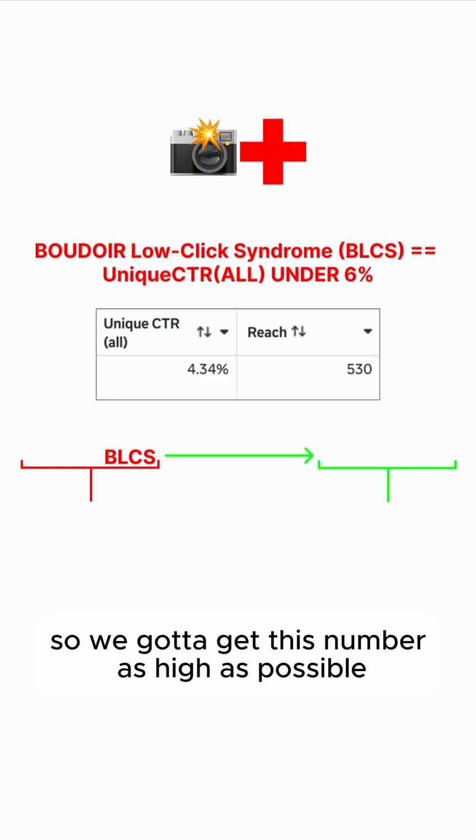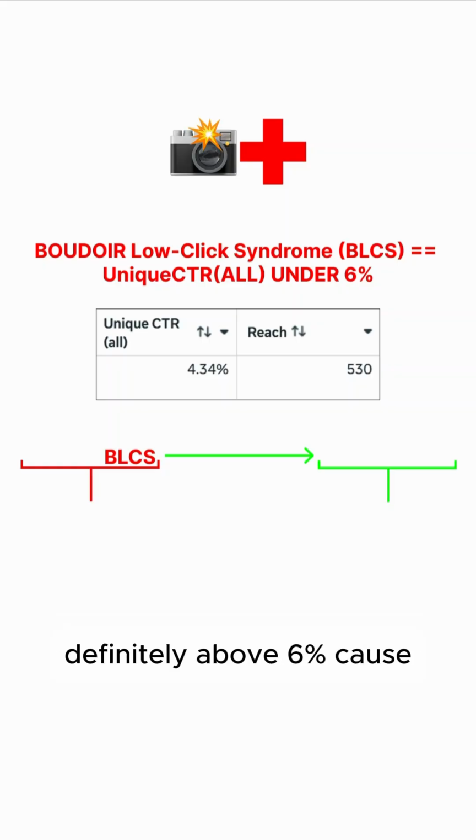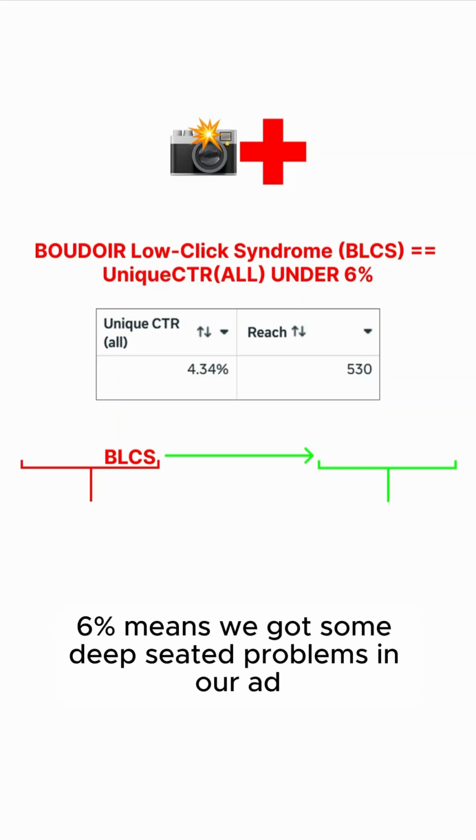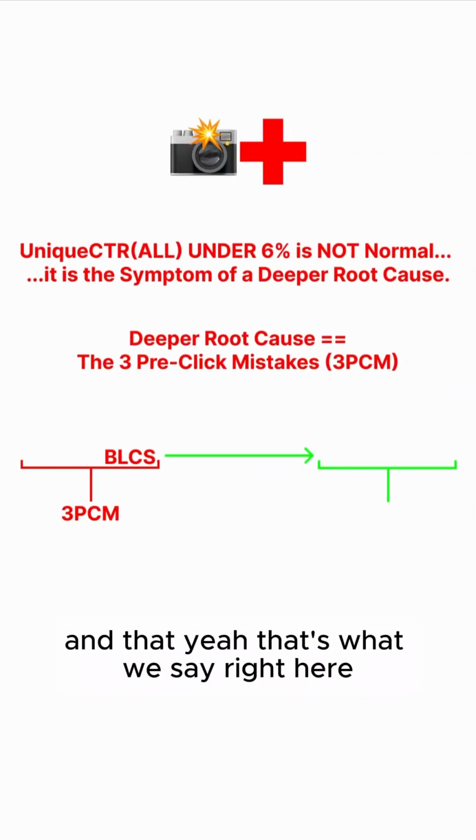And when our ad gets into their brain, that's literally the only chance we have at them buying from us. So we got to get this number as high as possible, definitely above 6%, because 6% means we got some deep-seated problems in our ad. And yeah, that's what we say right here.